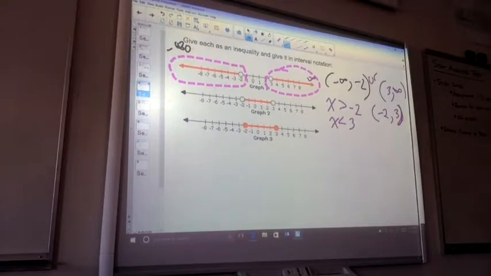Now, graph 3 appears to be the same exact thing as graph 2, but something's different about the endpoints. What's different? Are they solid dots or open?